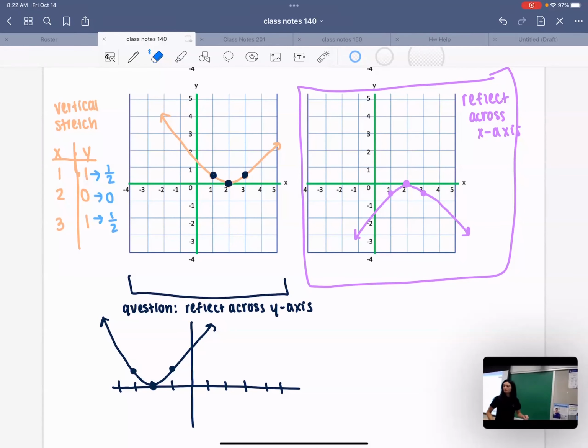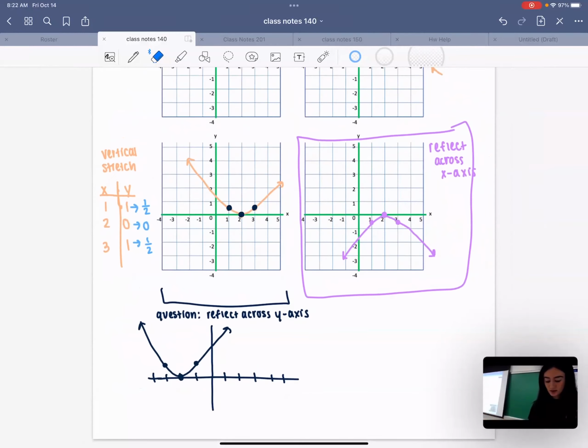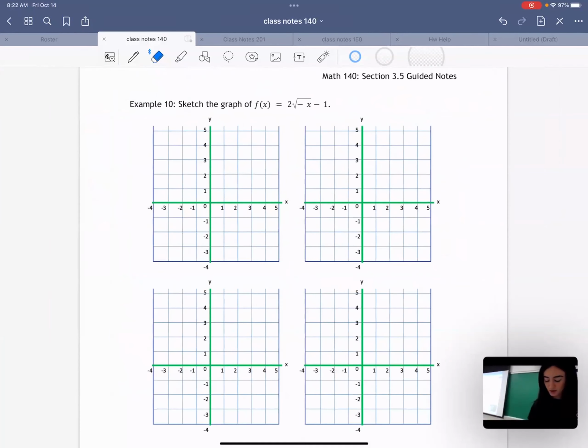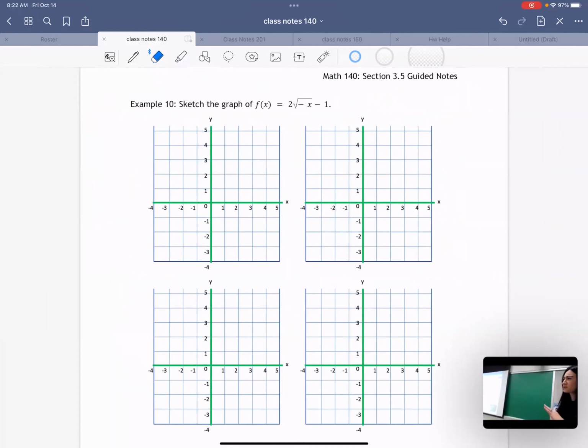Okay. I know that we're still working, but I do want to go over this in person because I've been seeing good answers as I walked around, but I do want to show all the different steps just to make sure everyone's on the right page here. If you're still working, feel free to keep working, but I'm going to go over this real quick. Okay. We want to sketch the graph of 2 square root of negative x minus 1.